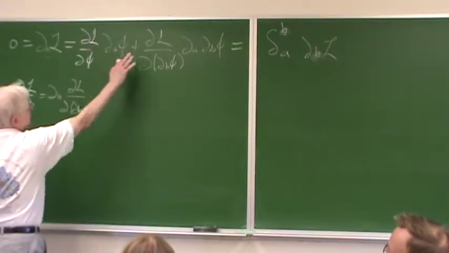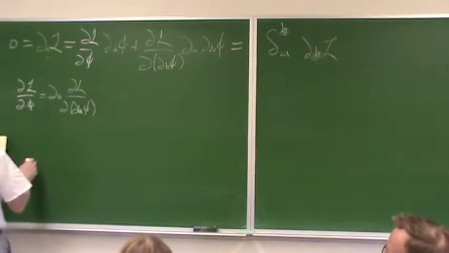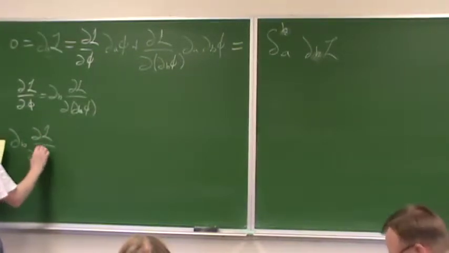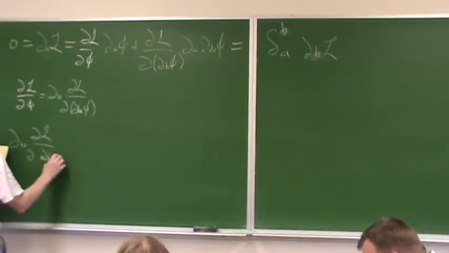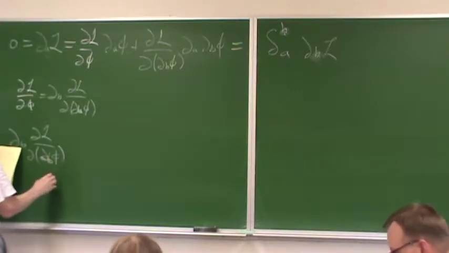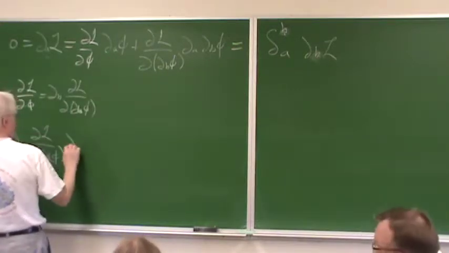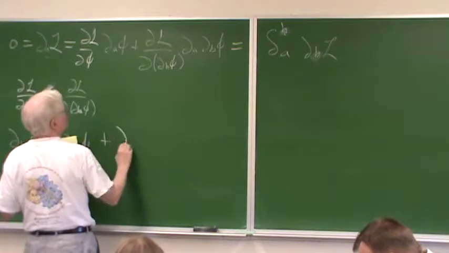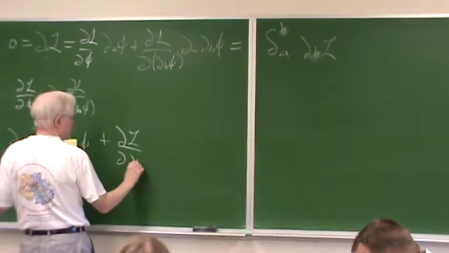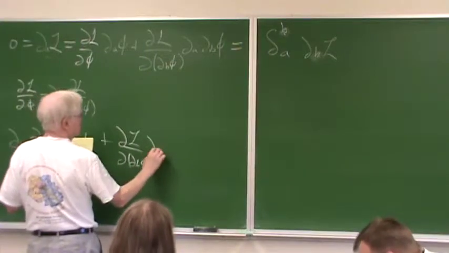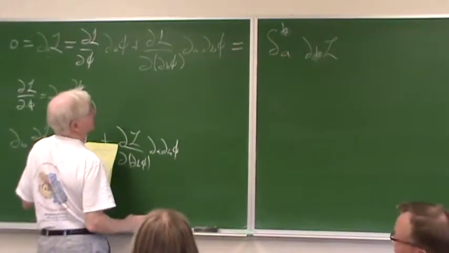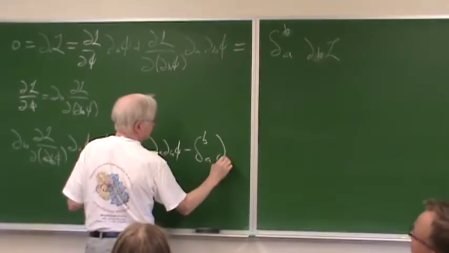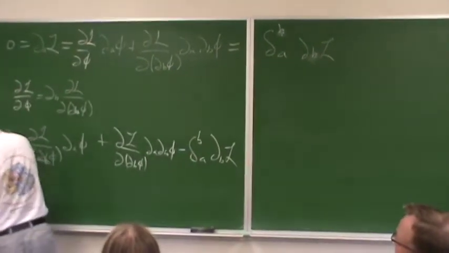Okay, so let's combine that. And we're going to take this top equation, we're going to write it using this. And so what we get here is dB partial L partial dB of phi. And then we multiply by dA phi, that's this term. And then we have this term, which is partial of L partial dB phi times dA dB of phi. And then we're subtracting the thing from over there. And so all of this is 0.